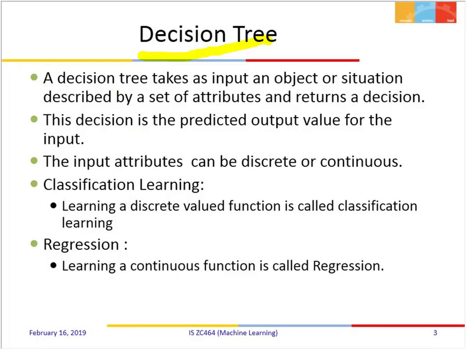The input attributes can be discrete or continuous. So we have already seen that classification learning is about learning a discrete valued function, while regression refers to the learning of a continuous function, where the continuous function has certain real values which we need to predict. In classification, we need to predict the label of the class.